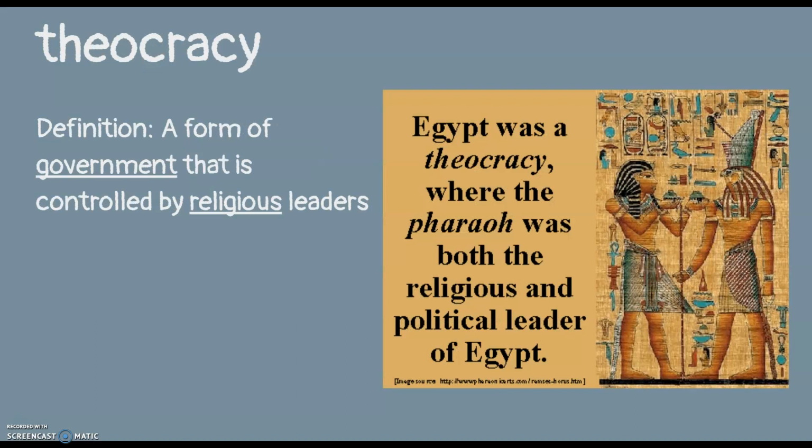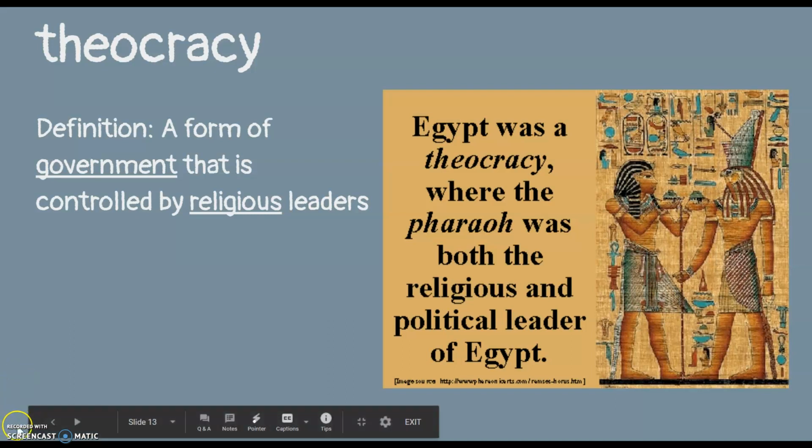Theocracy, a form of government that is controlled by religious leaders. So Egypt was a theocracy where the pharaoh was both the religious leader. The pharaoh was believed to have divine right, a human representation of their sun god, and he was also the political leader. He was in charge of everything. That is the end of our Unit 3 vocabulary.